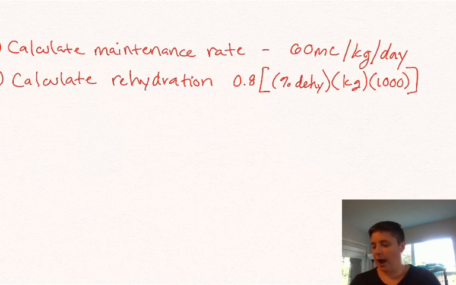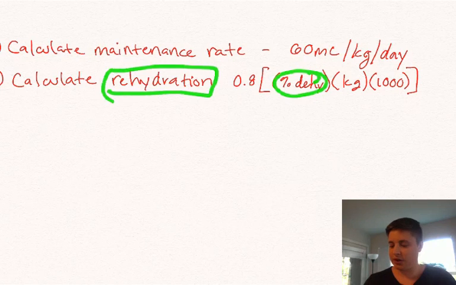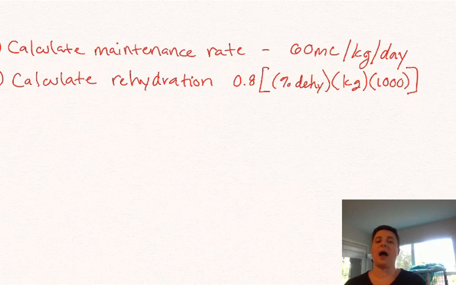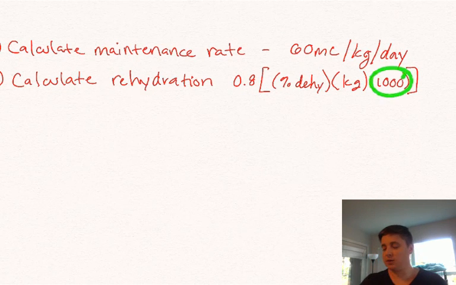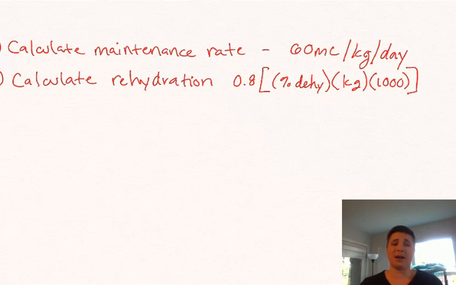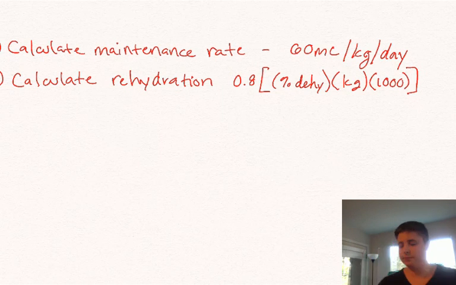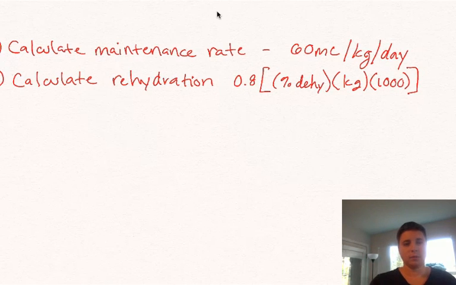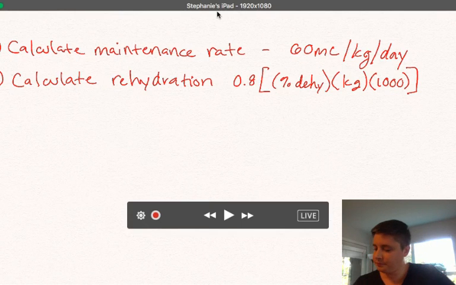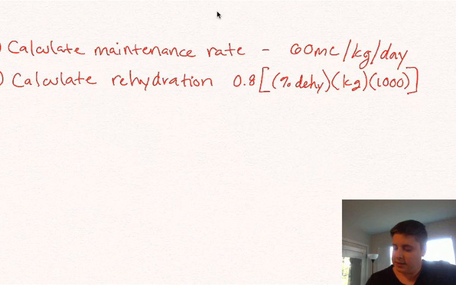So I need to know, and this is the rehydration, right? So it makes sense that I would need to know how dehydrated they are. Okay. The 1,000 we know is because this answer mathematically comes out in liters, and I don't want to work with liters. And then this information is here because I only want to rehydrate 80% of their deficit initially, right? Sure, okay. All right. So, step 3, are there any ongoing losses?